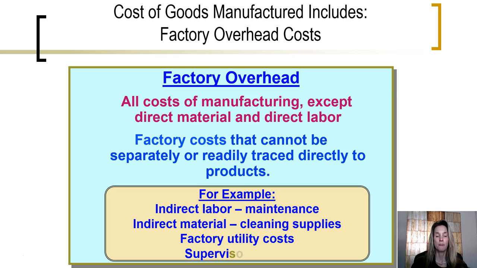For example, indirect labor costs for maintenance, indirect material costs for cleaning supplies, factory utility costs, supervisory costs. These are all costs incurred to manufacture products, but they are not direct materials. They are not direct labor. These are costs that are incurred that we cannot trace directly to each individual product as it is produced.